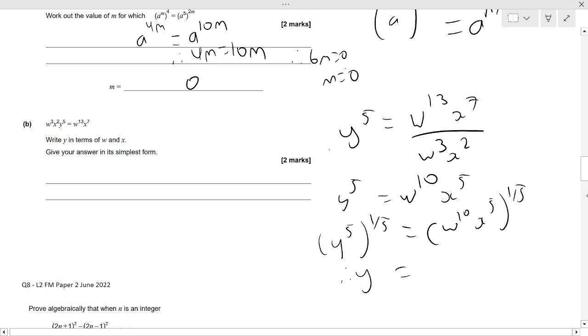So it's going to be w to the 10, x to the 5, all to the power of a fifth. And then how are we going to work that out? Again, if we raise something in a bracket by a power, we times the powers together. So in this case, 10 times a fifth, well, 10 divided by 5 is going to be w to the 2. And then x to the 5 times a fifth is just going to be x to the 1, or just x. And that is your expression there.